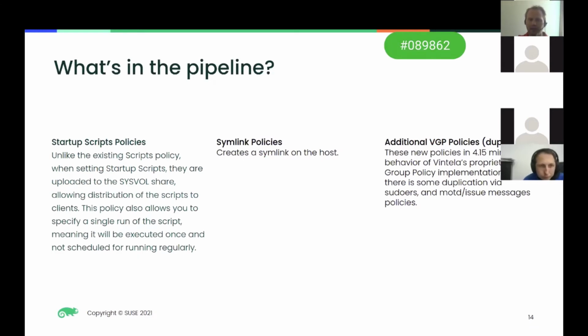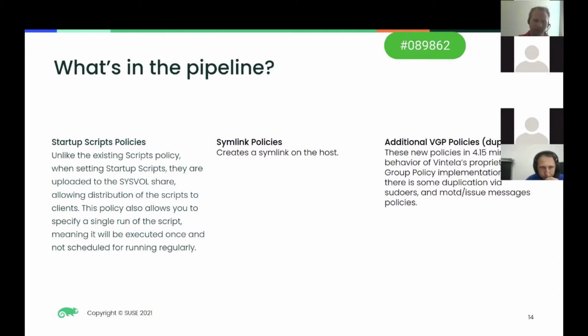And then, unlike the scripts policy I mentioned that's in 4.14, in 4.15 we have startup scripts policies, and these actually upload to the sysvol share when you're adding them. Now, you set these policies using the samba-tool gpo manage command. And so this makes it easier to distribute the scripts to the clients. This policy also allows you to specify a single run of the script, meaning you can have it executed a single time once it's distributed to the machine, and not actually scheduled to run regularly. So you can either have it run every time the group policy is applied, which is on a regular interval, or you can have it run just a single time.